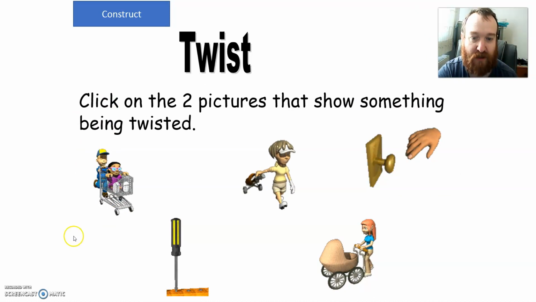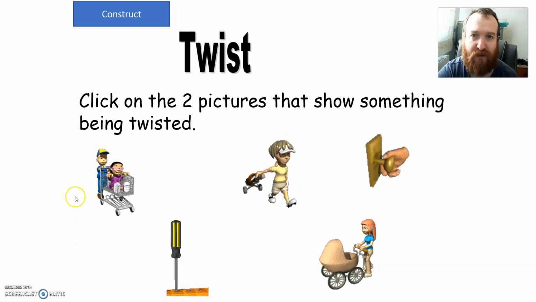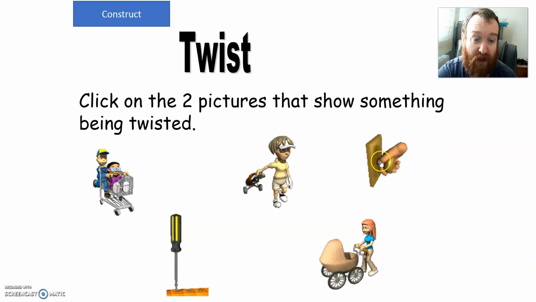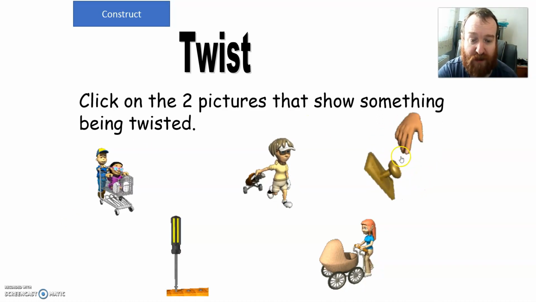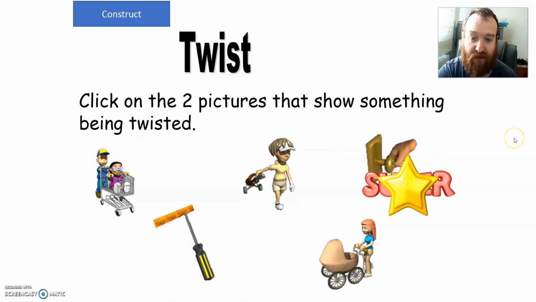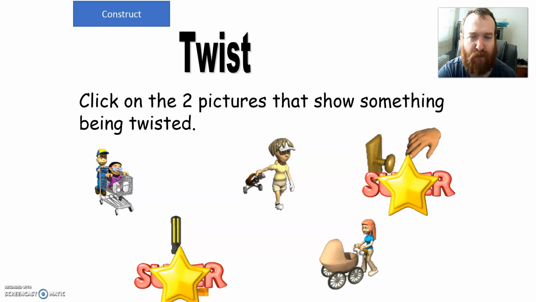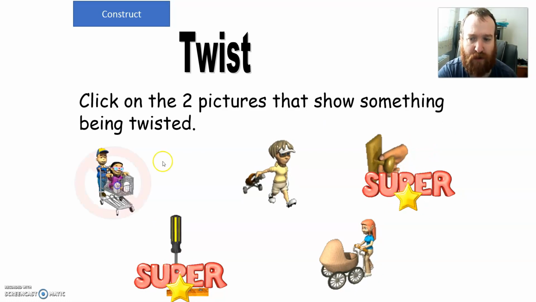Right, next, we've got twists. We've got 5 pictures, which is the twist. So choose the one that you think is the twist. Okay, the doorknob is the twist, and the screwdriver is the twist. This one, decide what do you think this one's going to be. Is it a pull or is it a push?